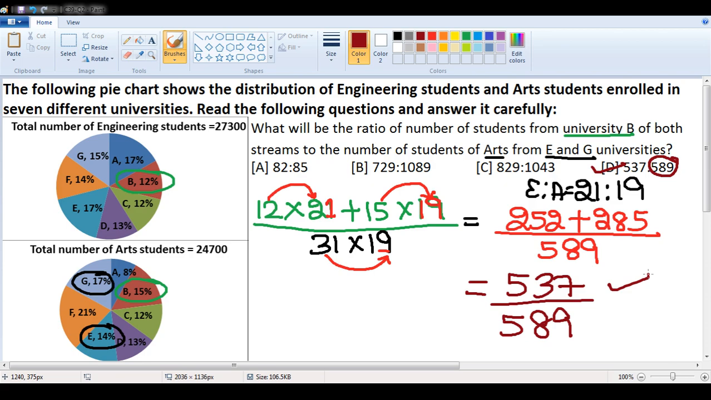I hope the idea is clear. Whenever I talk about engineering, I should multiply by 21, and when I talk about arts, I will multiply by 19. I am least bothered about working with bigger values of 27,000 and 24,000, which will kill our time. The intention is to save our time. Do all you can to save the time.